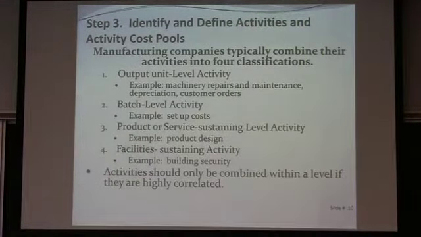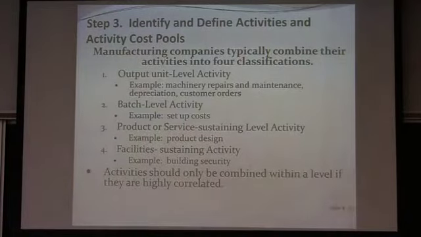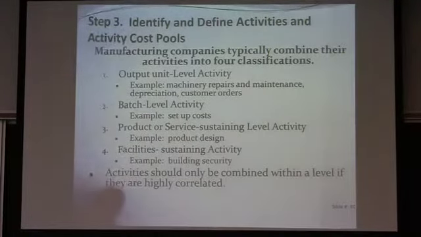Product or service sustaining level activity are anything to do with creating and making that product better. So it's going to benefit the entire product line, for example. That would be what we call product or service sustaining level activity. And finally, facility sustaining activity are any activities that relate to housing, the operations, building security, manufacturing facility, etc. Activities should only be combined within a level if they are highly correlated. So let's take a look at the steps 4 and 6.